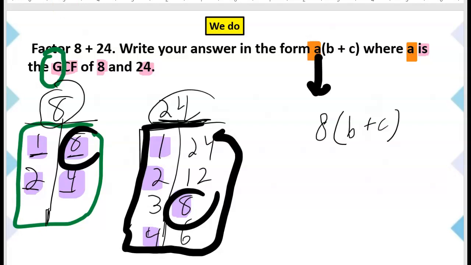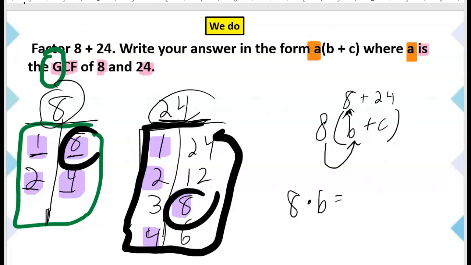I like to do the wink and a smile. We want to end up with 8 and 24. We want it to be a plus sign. How do we get there? Wink and smile it. So I'm going to do a wink. Here's a wink. 8 times B equals 8. I'm just turning it into an arrow, I guess. So 8 times B equals 8. What do you multiply 8 by to end up with 8?